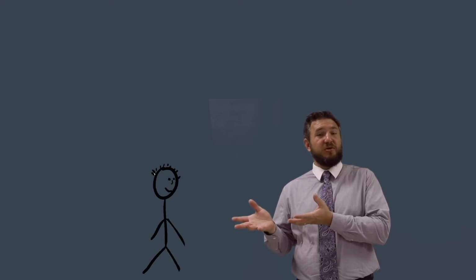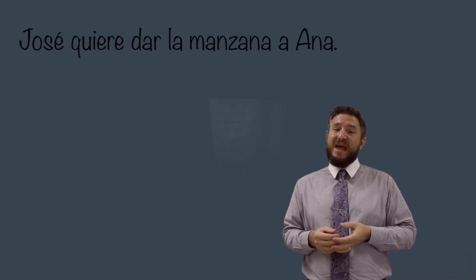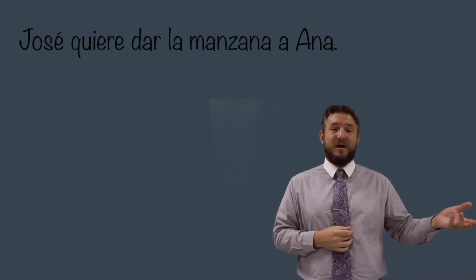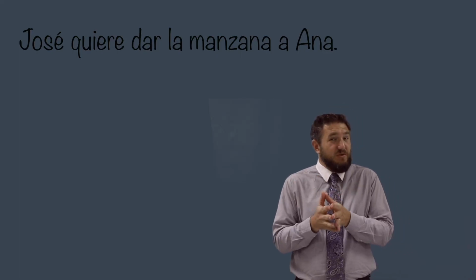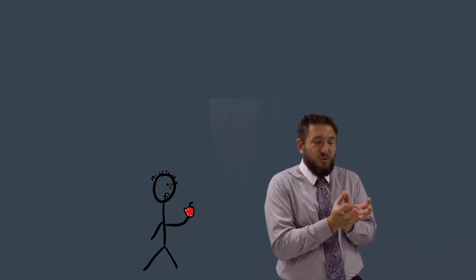So, happy ending, right? Well, almost. Let's rewind the scene just for a second to explore the full emotional complexity going on here. On the one hand, Jose is hungry. He has an apple. But Jose likes Ana. So, we might say that before he gives her the apple, Jose wants to give her the apple. We would say, Jose quiere dar la manzana a Ana. There is a moment of fear and possible rejection when Jose contemplates not eating the apple, but giving it to Ana.